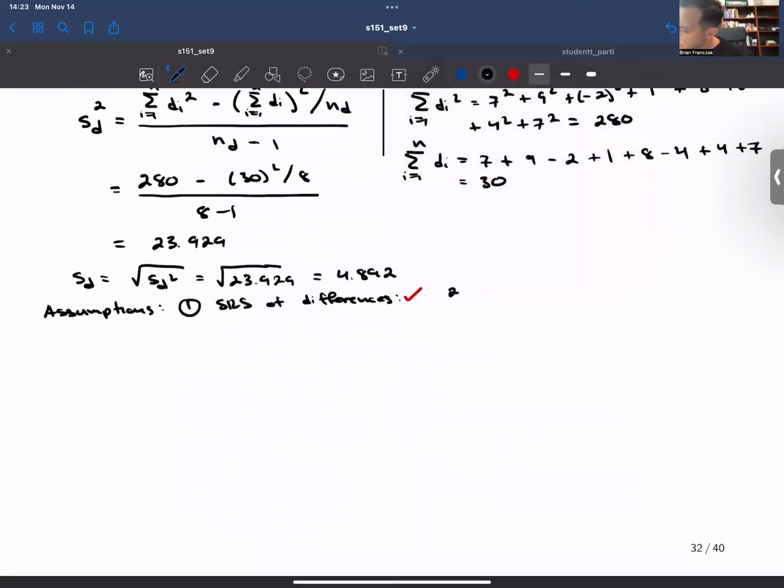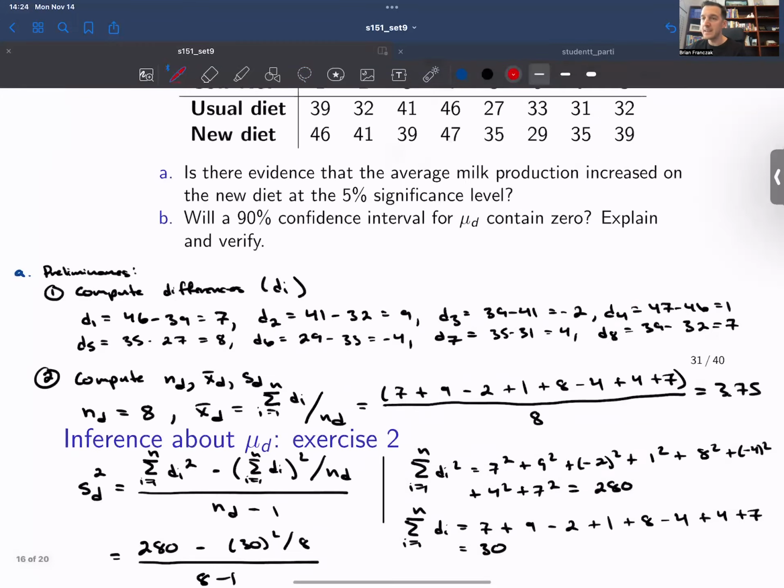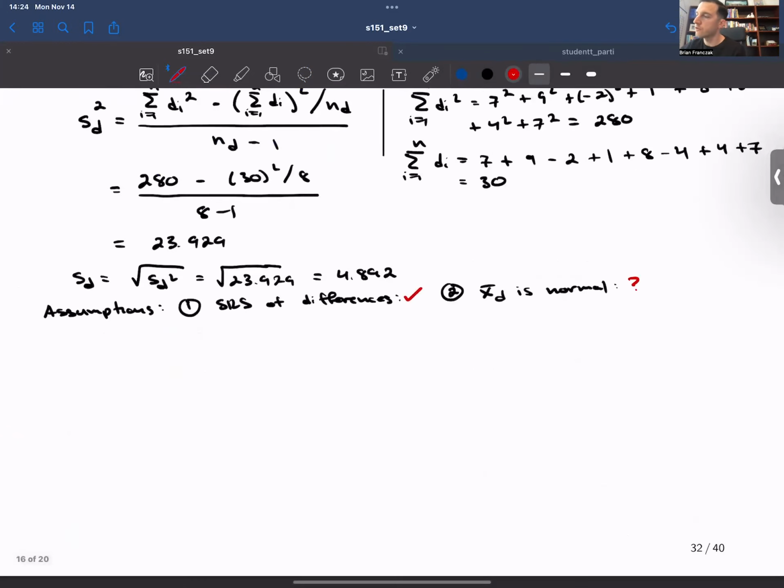The second assumption would be that X bar D is normal. All right, well here, we don't know if this is true. Okay, we only have 8 cows, and there is no information given in the question about the distribution of milk production. So we would have to verify this using a normal probability plot. So we don't know if this is true until we check using a normal probability plot.